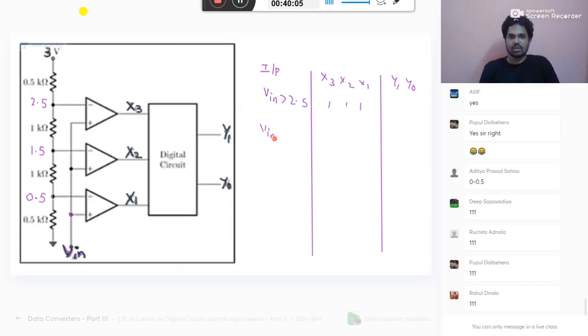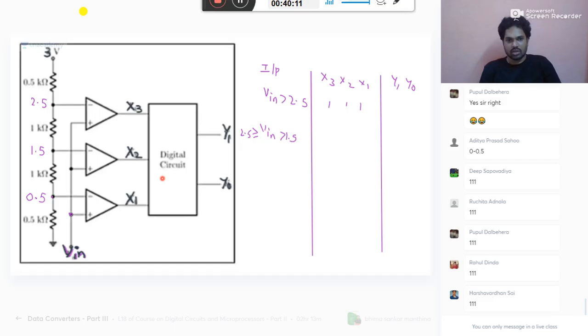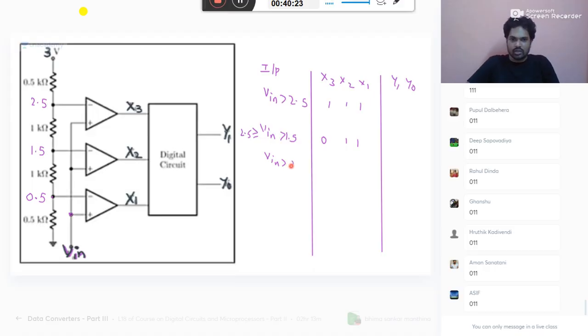If input is greater than 1.5 but less than 2.5, then what happens? If it is greater than 1.5, then these two will come out as 1 and these will come as 0. Next, if your input is greater than 0.5 but less than or equal to 1.5, then this one only is 1. Remaining all will be zeros. Last case, when input is less than or equal to 0.5, it is lower than this and this also. So all zeros will come.